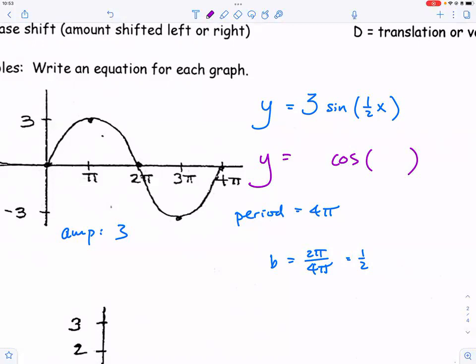You can think about it as a reflection, or you can simply think about that as a shift to the right, right? So we start at the highest point, and where's the highest point right now? At pi. So the features that will remain the same is that the period is still 4 pi, so the b value is still 1/2. The amplitude is 3, that stays the same, but now it's being shifted to the right for pi units. So this can also be represented as a cosine function.